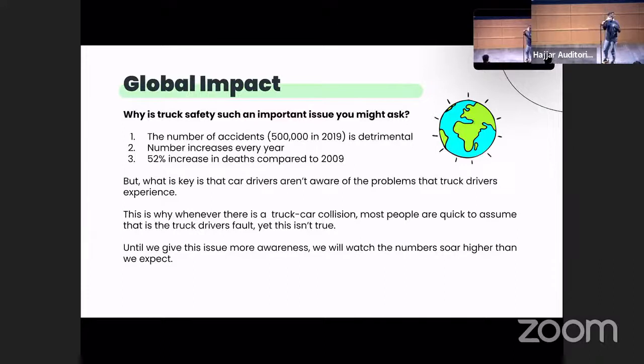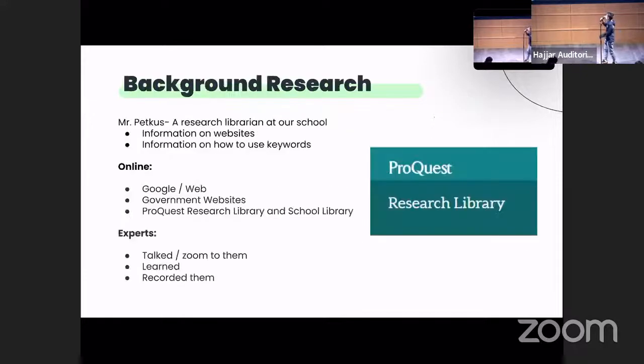But this isn't really the case, because whenever there's a truck-car collision, trucks have more obstacles than cars, and it's much harder to operate. So we wanted to give this issue more awareness before we could see more fatal crashes and more accidents.